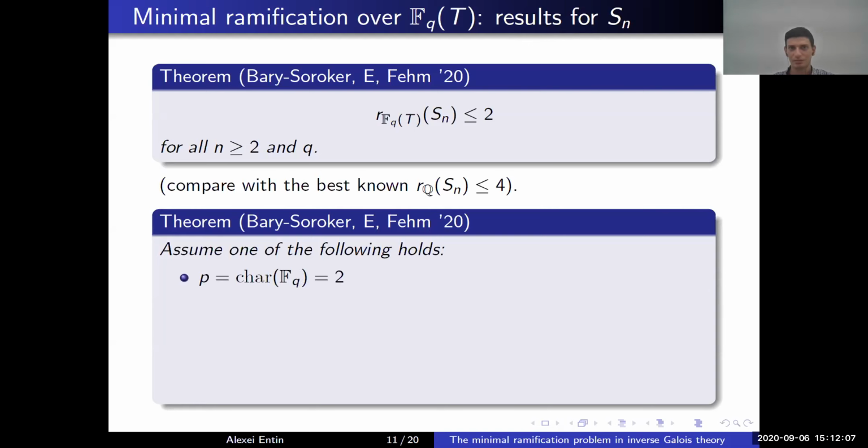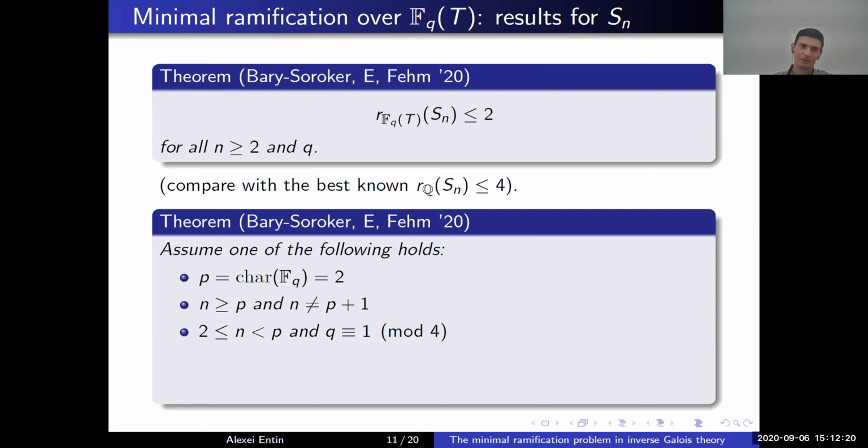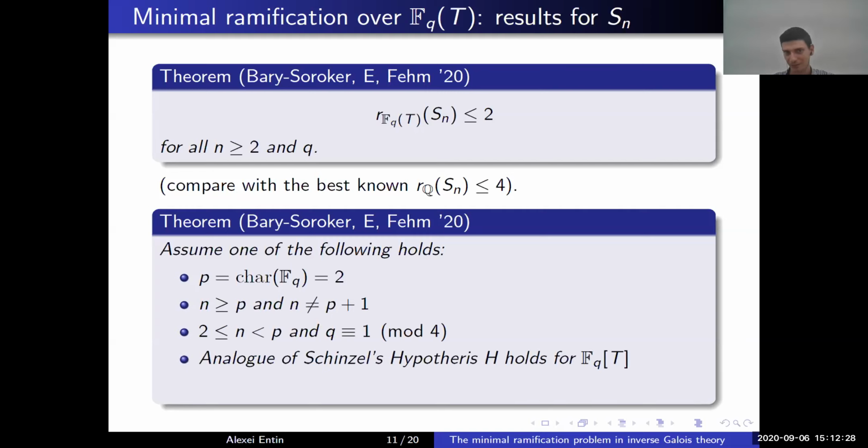Now, if we assume additionally that either the characteristic is 2, or the characteristic is at least P but at most n, but not n minus 1, or we assume the remaining case but with a small restriction on q, it has to be 1 mod 4. In each of these, or if we assume Schinzel's hypothesis H, so this is the conditional result. So we just need to assume one of these, not all of these, just one. So in each of these cases, we get the full conjecture for Sn.